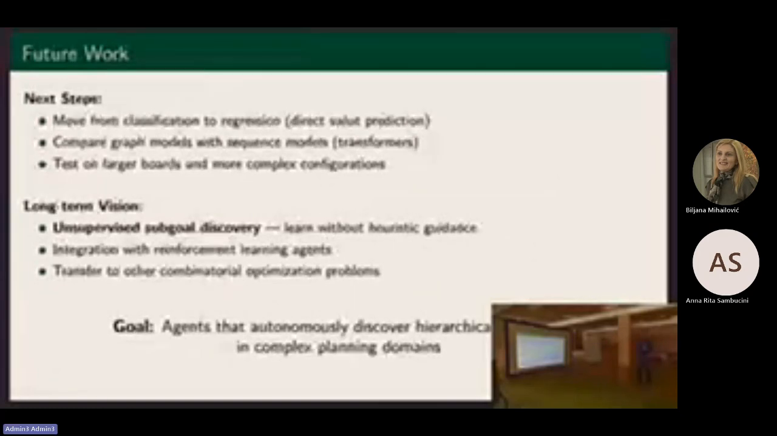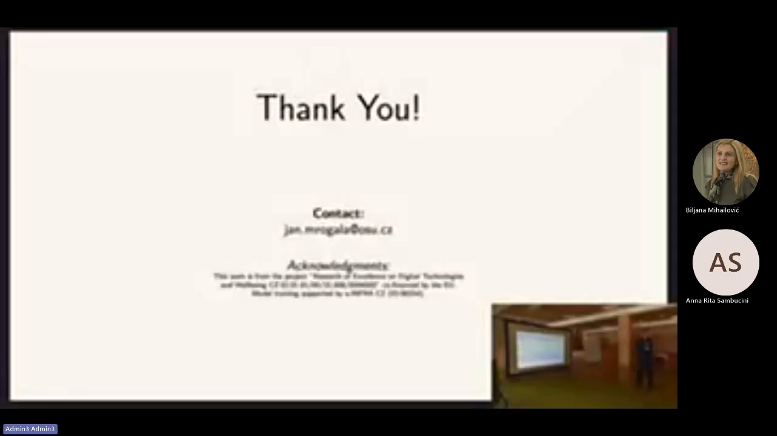Okay, so we also want to add regression to the model, not only classification. Mainly, we want to compare the graph neural networks with sequence models like transformers. And our final goal, I'd say, is that we can design agents that can autonomously discover some hierarchical structure in complex planning domains. Thank you.